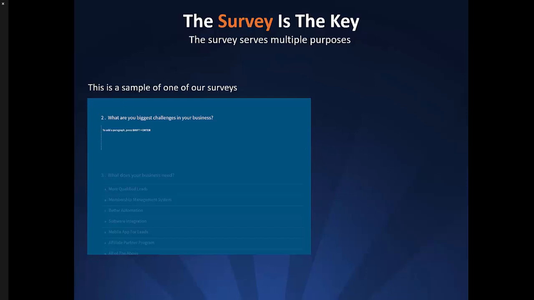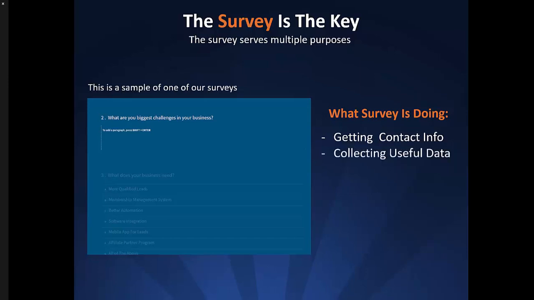Now the survey, this is an example of one of our surveys right here on the screen, is going to serve multiple purposes. So here's what the survey is doing. Number one, we are getting their contact info. So we're getting their name, email, and phone number if we don't have it already. Number two, we are collecting useful data. Now, we're going to use this data, especially when we're serving the prospect either on the phone or through Messenger.